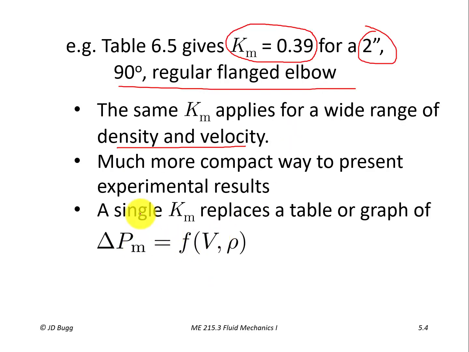Okay, so a single Km actually replaces all of that stuff, because if you look over a wide range of rho and v, delta P certainly changes, but Km does not.